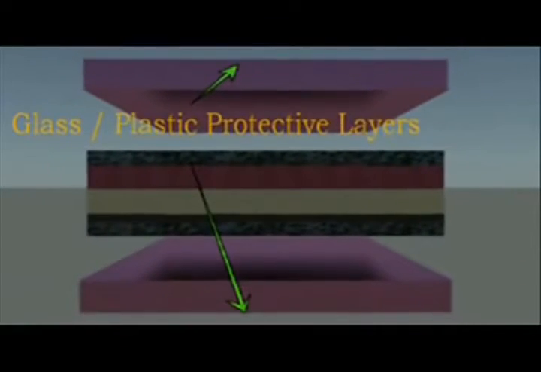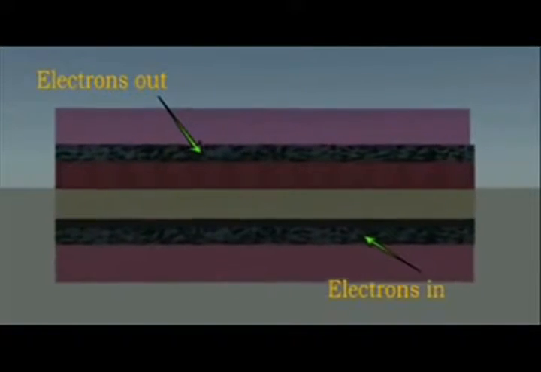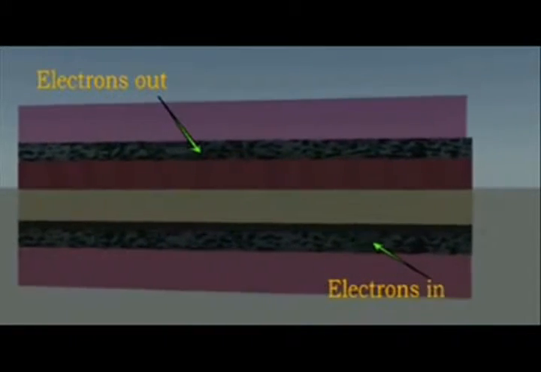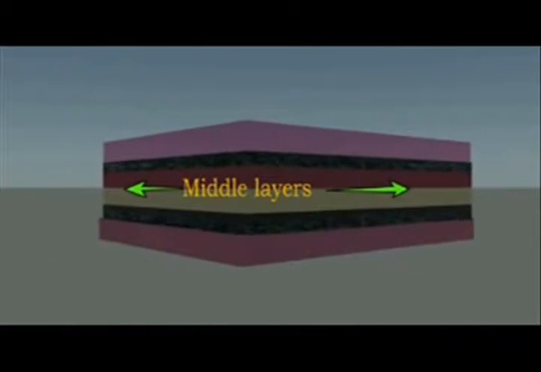The top and bottom layers are protective glass with conducting coatings. Electricity in the form of electrons flows in and out of these conductive coatings, while the electrical production process happens in the middle layers. To understand what goes on in these middle layers, we need to zoom in to the molecular level.